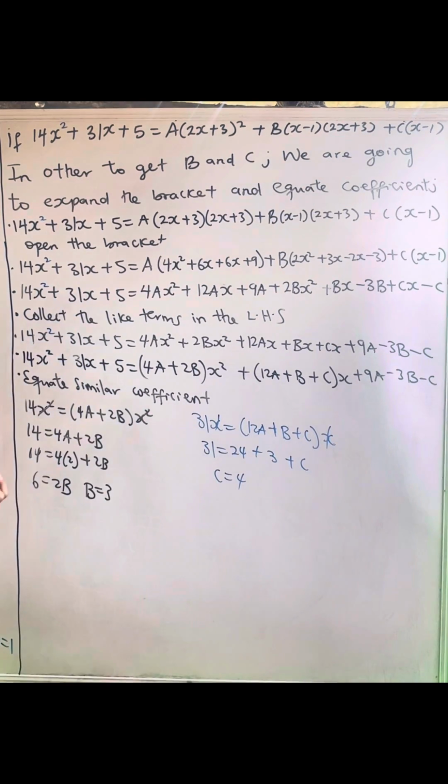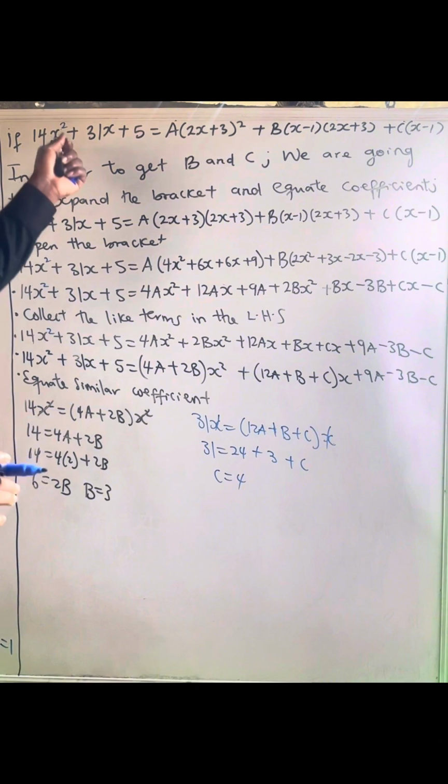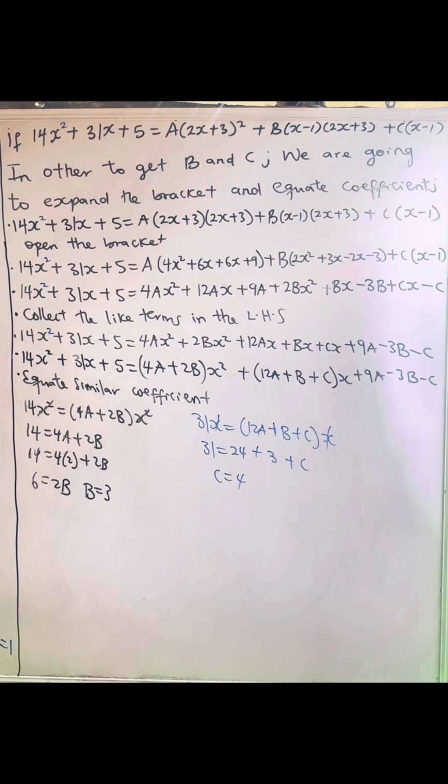So c is 4. So guys, please don't forget there should be a square here. There should be a square here. It was a mistake. So put the square here. So that's that, guys. So let's move on to the next thing now, the final answer.